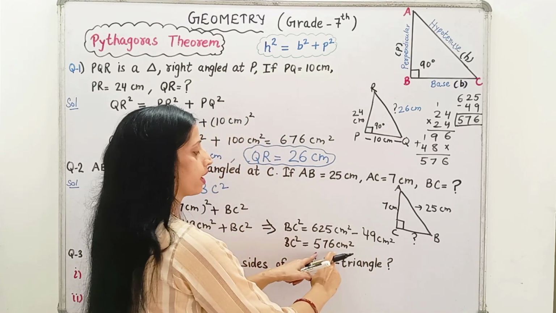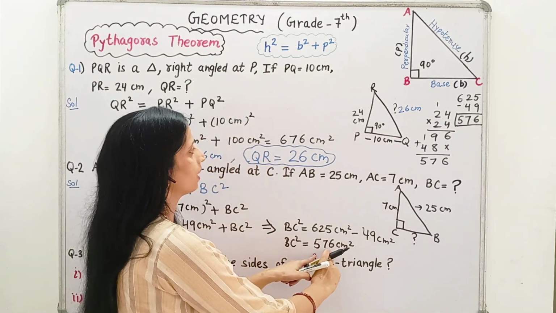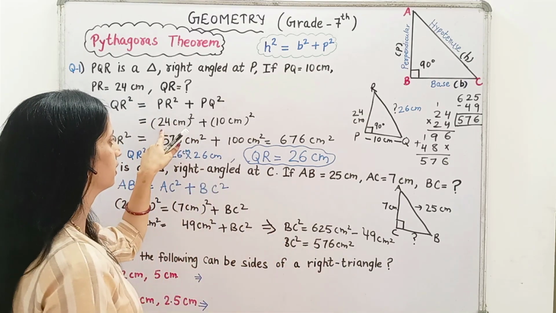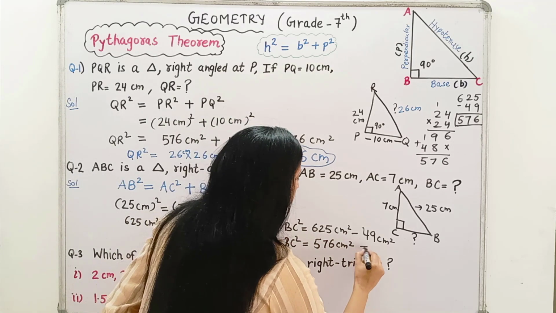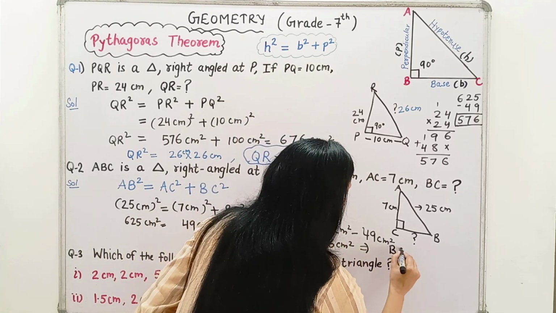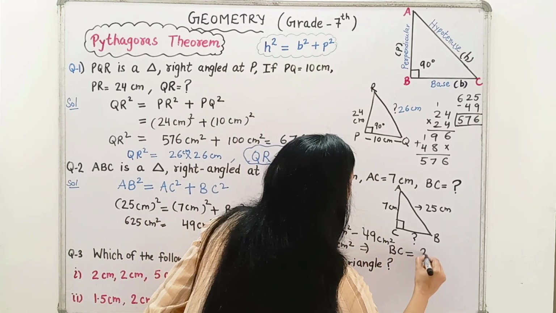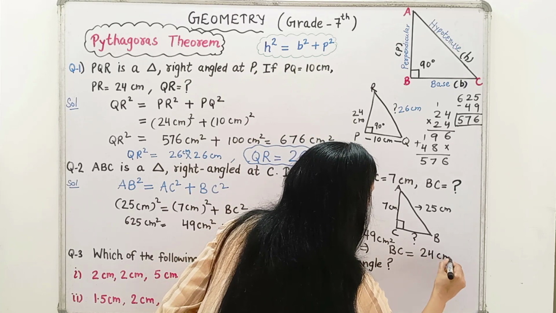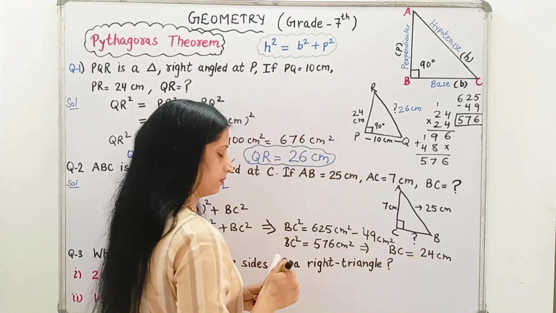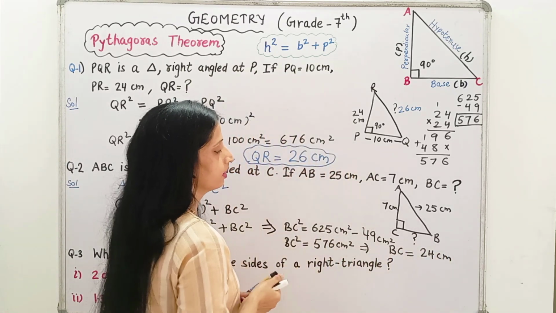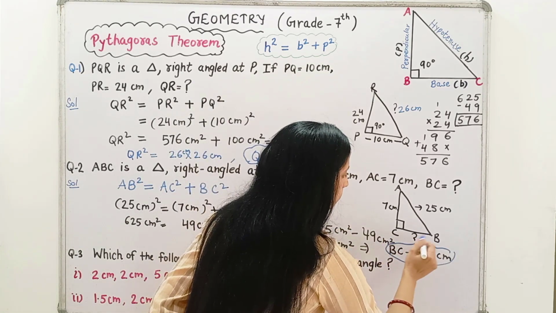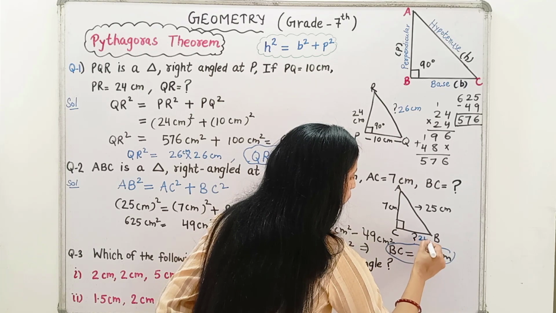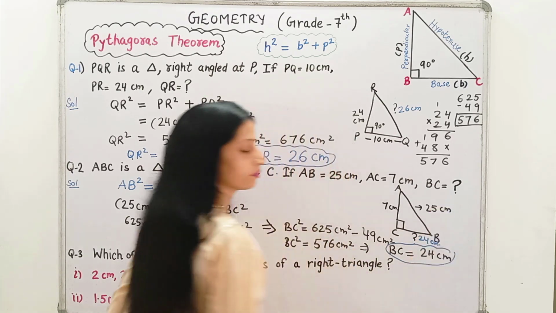And which is a square of which number? It is a square of 24. In the first question we found it. Okay. So what will be the length of BC? BC will be equal to 24 centimeter. This means in this question our base, the length of base or the BC, will be 24 centimeter.